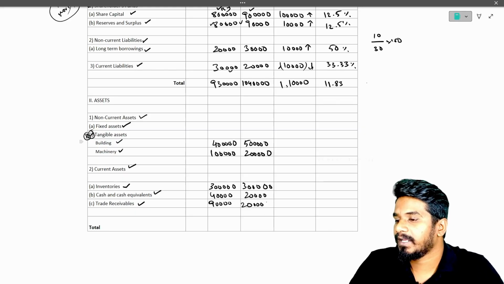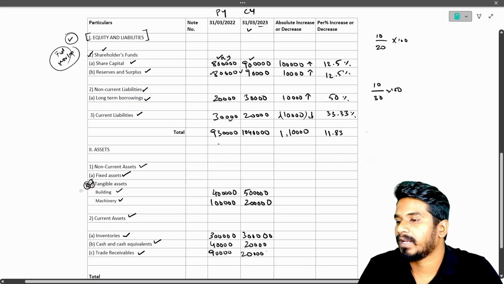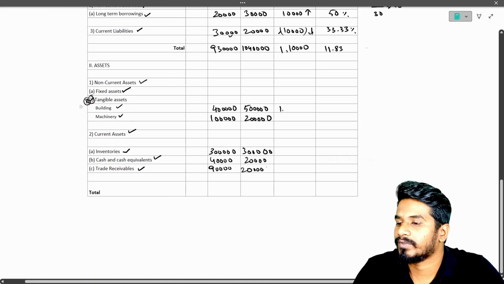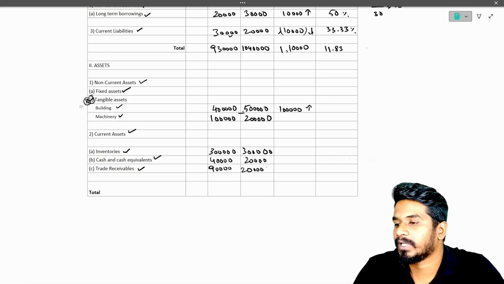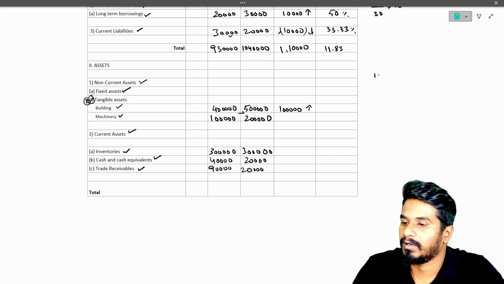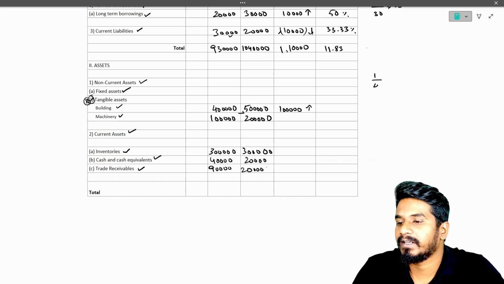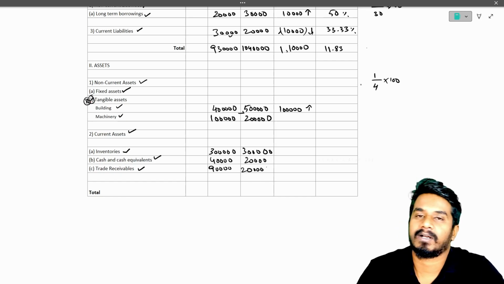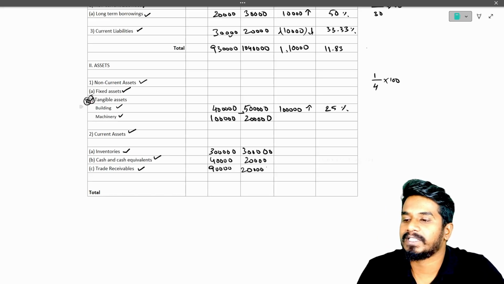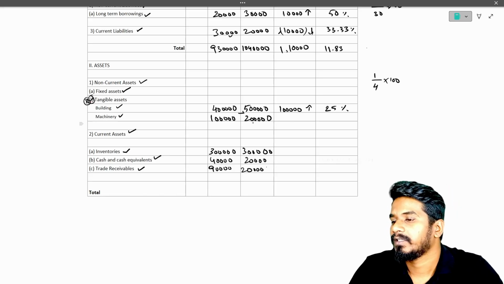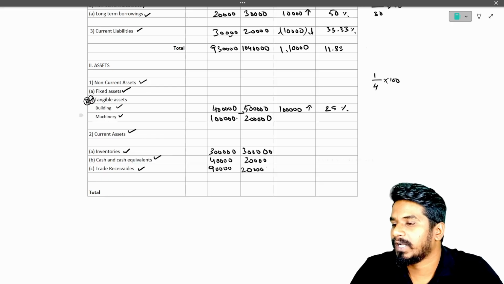You can see building. It was 4 lakh in 22, and it became 5 lakh in 23. So what is the change? Obviously, 1 lakh is the change. So 1 lakh increased. We need to find out the percentage. 1 lakh divided by 4 lakh into 100. It will be 25 percentage. We can calculate it.